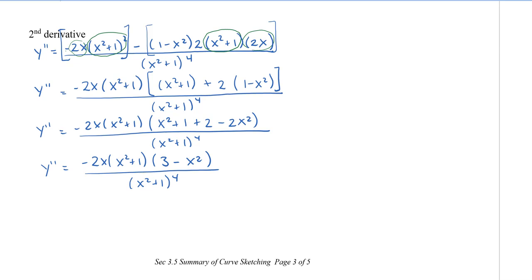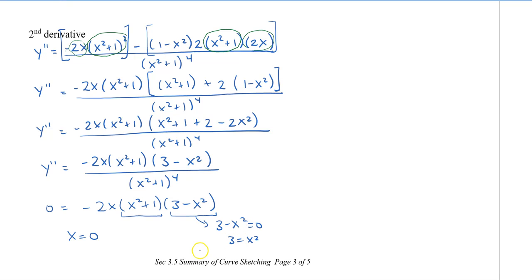All right, so when I set this equal to 0, I actually have 3 factors here. The first factor, I can see x equals 0. The second factor, x squared plus 1, I can't find anything where this factor will make it 0. And then the third factor, 3 minus x squared, equals 0. x is equal to plus or minus root 3.